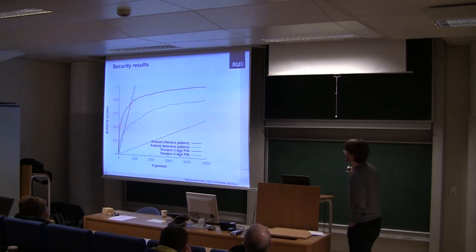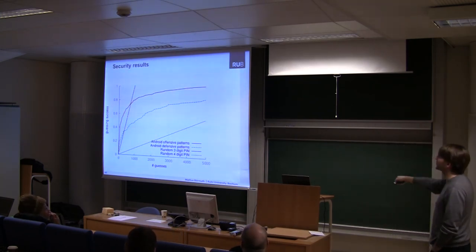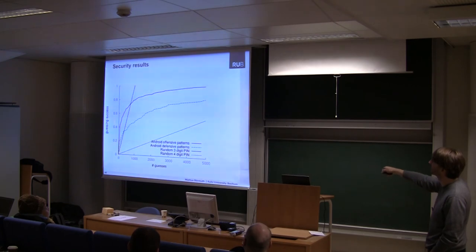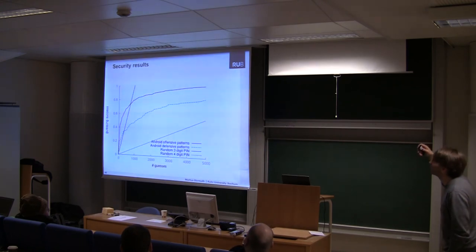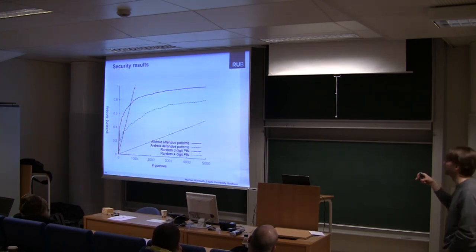This is the actual attack against the patterns that we had. How to read that? Of course, on the right-hand axis, this is the number of guessing attempts that we did. This is the guessing success, 1 here. Green are the defensive patterns, red are the offensive patterns. So the green ones are the interesting ones, and the true curve is probably slightly above the green, probably between the green and the red one. As I said, the green ones are slightly stronger than the true patterns.